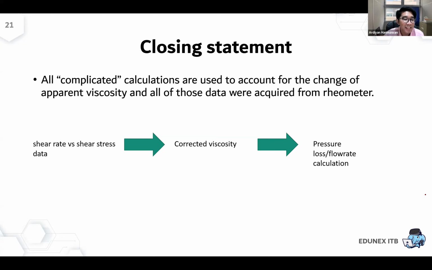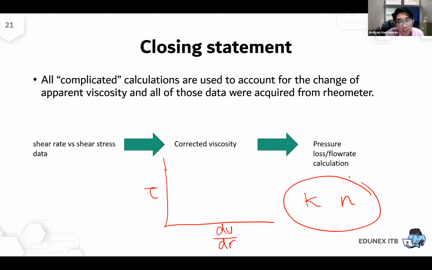The apparent viscosity data, as I told you, is obtained from rheometers. From the rheometer you get the plot between tau and du over dr. After that you can get the k value and n value, then use them directly to calculate the flow rate, then the Reynolds number, then the friction, and so on.